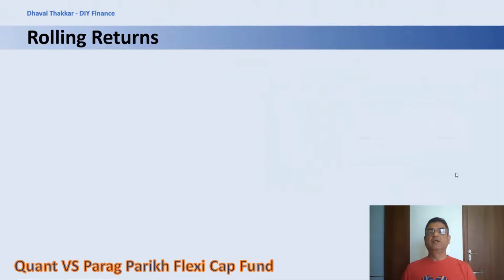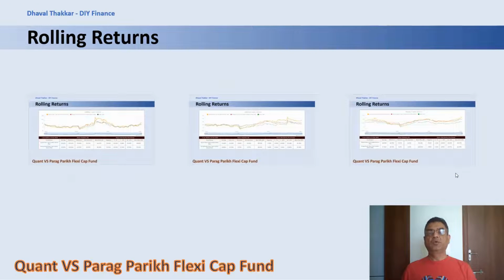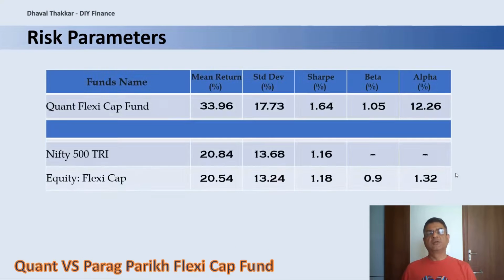Hence, from the rolling returns, it can be concluded that both the funds have good rolling returns data, but Quant has higher returns with more volatility, whereas Parag Parikh has a better beat ratio and is consistent in its performance. Now let's see how the fund performs on risk parameters.